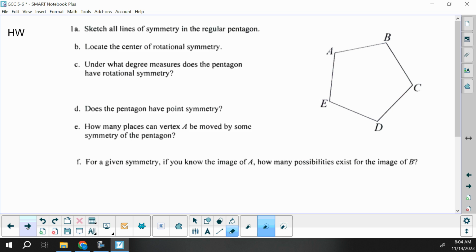Okay, so on the homework, I just want to look at question 1. So two things I want to point out. Part B, you should be able to find that after you've done part A. When you draw in your lines of symmetry, where they're all crossing, that's just going to be your center of rotational symmetry.